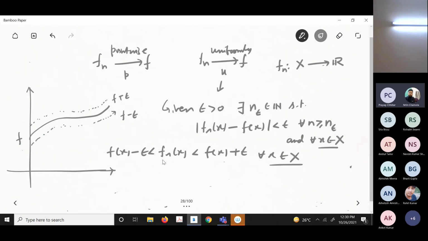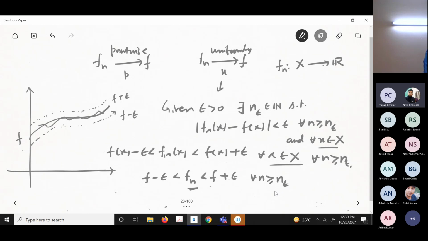Look at the graph. It holds for all x. That means the graph of f is lying in between. Not for all n necessarily, but for all n greater than or equal to n epsilon. That means the graph of fn has to be lying in between these two, like this. It can't go outside this. That is the thing for all n greater than or equal to n epsilon. Got it?